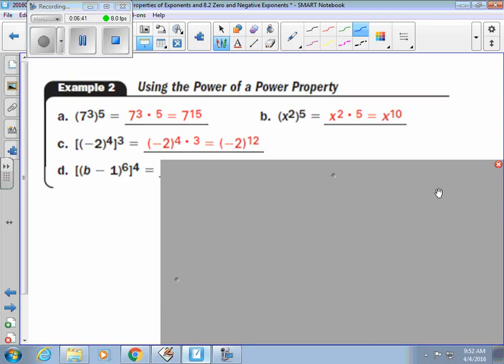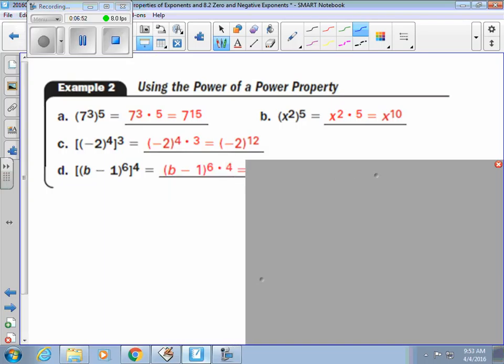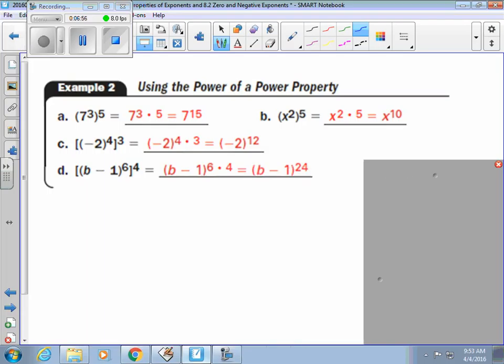And then the last one says b minus 1 to the 6th to the 4th. So b minus 1 to the 6th to the 4th, b minus 1 still to the 6 times 4. B minus 1 to the 24th power. Again, power to a power means multiply the exponents, 6 times 4.